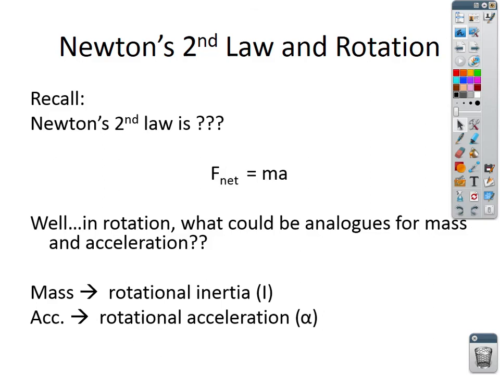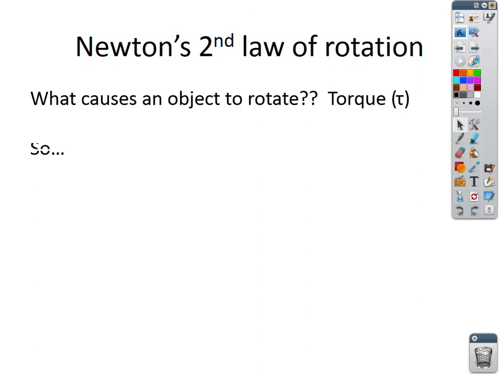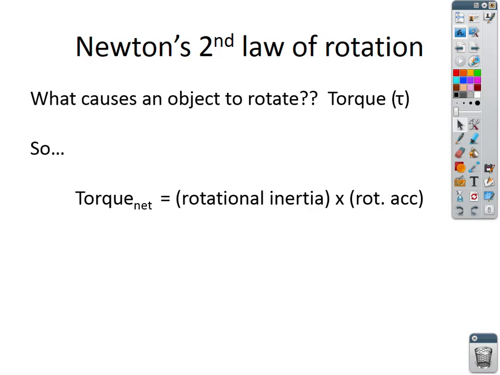Okay. But what causes something to rotate? We said a torque. So our formula, our Newton's second law of rotation, would be net torque equals rotational inertia times the rotational acceleration. And this is where people completely mess up, where they go, torque is force. Torque is not force. Understand that this then equals force times perpendicular distance, because that's what torque is.